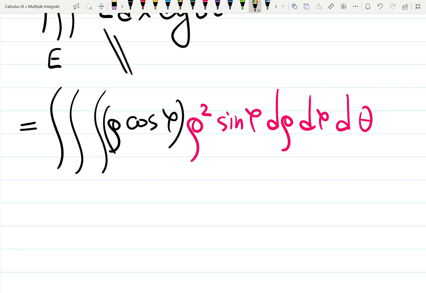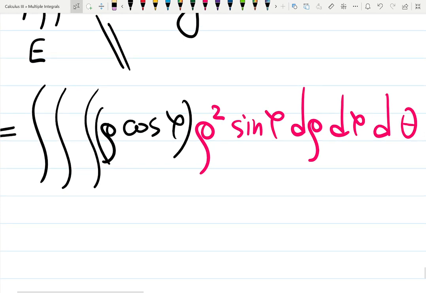Okay, let's concentrate and let's finish. So radius goes first in my case. Radius rho from what to what? 0 to 2. Phi, which is looking completely different, from what to what?